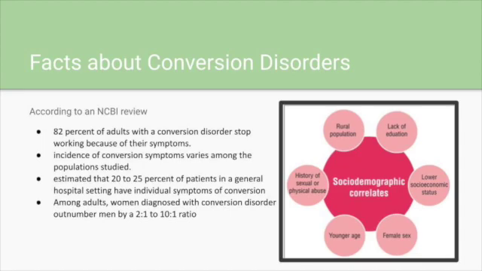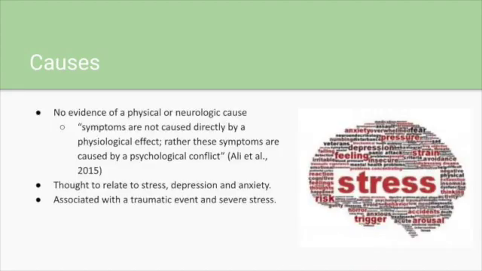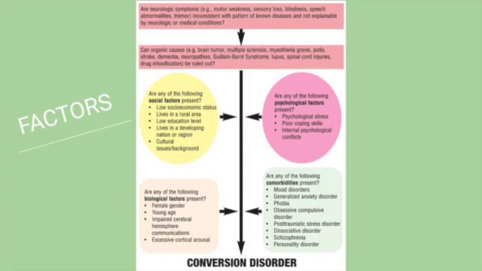When we look over at this picture to the right, we see that rural population, lack of education, lower socioeconomic status, female sex, younger age, and history of sexual or physical abuse all play a role in whether a person is going to be more likely to have a conversion disorder. Our next slide talks about our causes. So what causes this? Well, there is no evidence of a physical or neurological cause. It is thought to relate to stress, depression, and anxiety, and oftentimes it is associated with a significant traumatic event or severe stress.